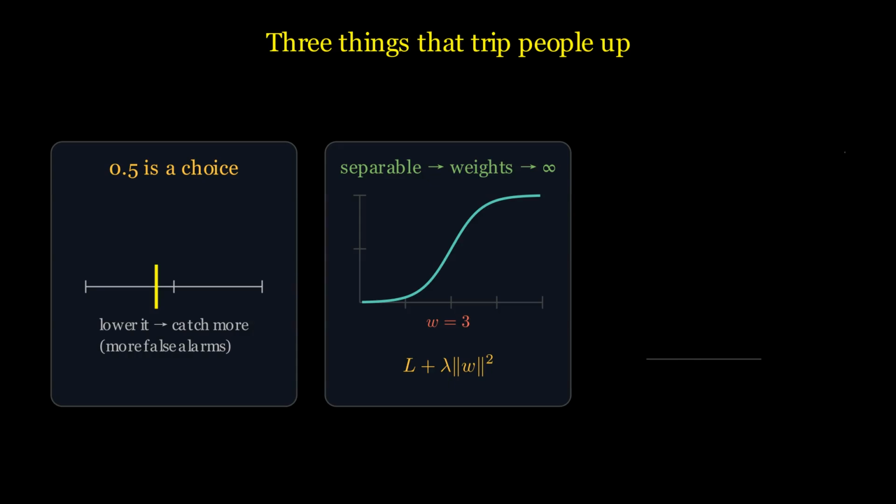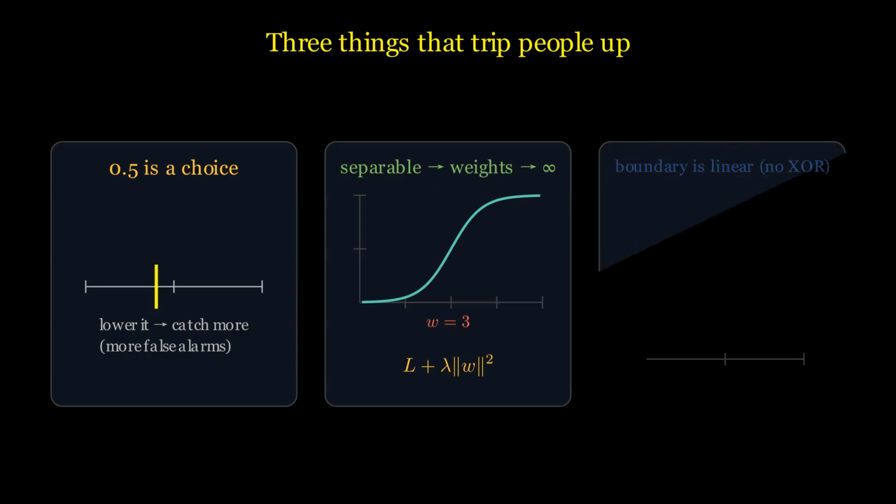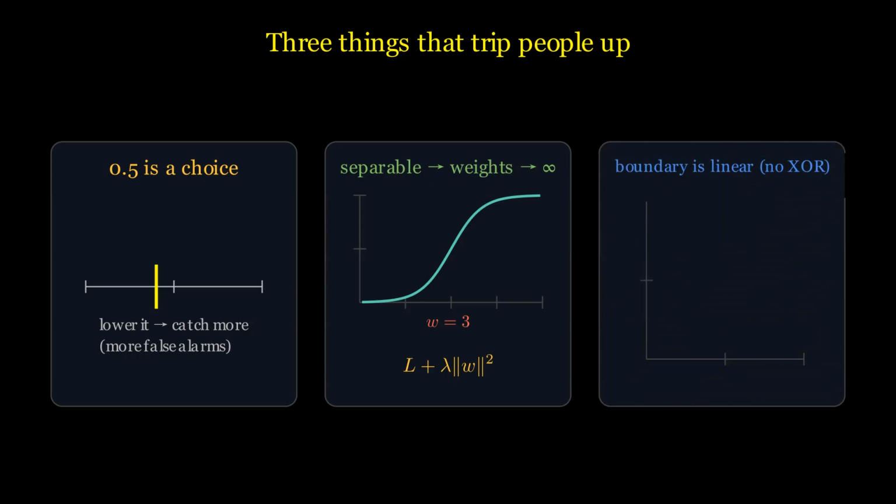And third, the big limitation. That boundary is always straight. If the true split between your classes curves, the classic exclusive or pattern, plain logistic regression simply can't draw it. The fixes are to engineer smarter features, or to stack these units into a network that can bend the boundary, which is the perfect place to end.